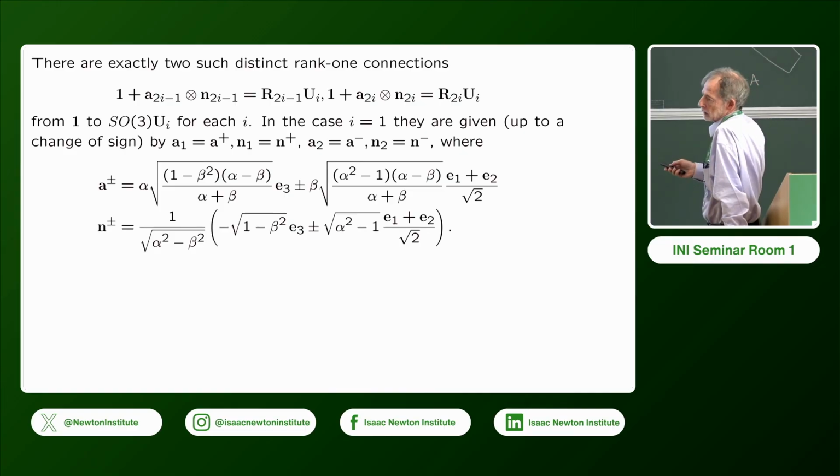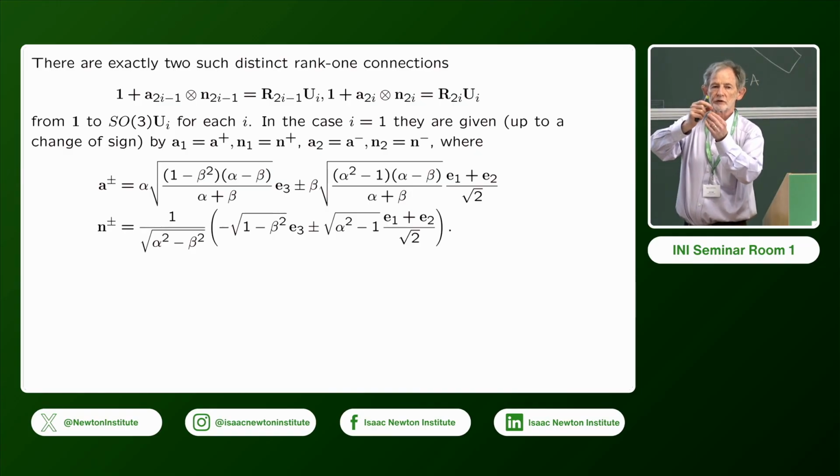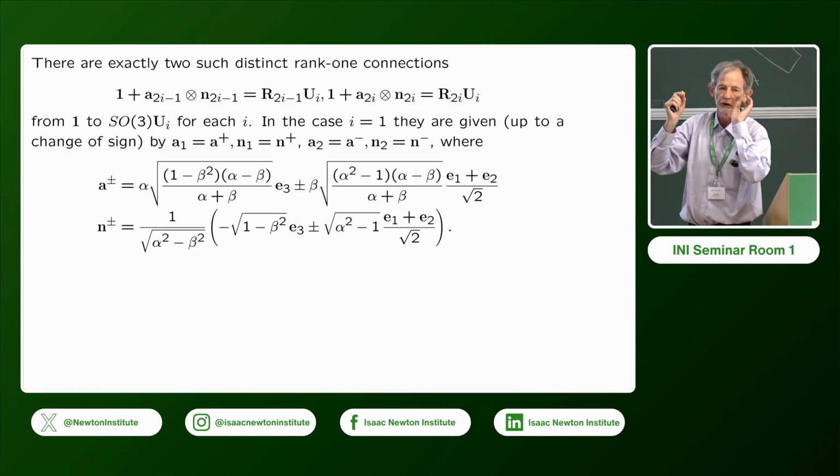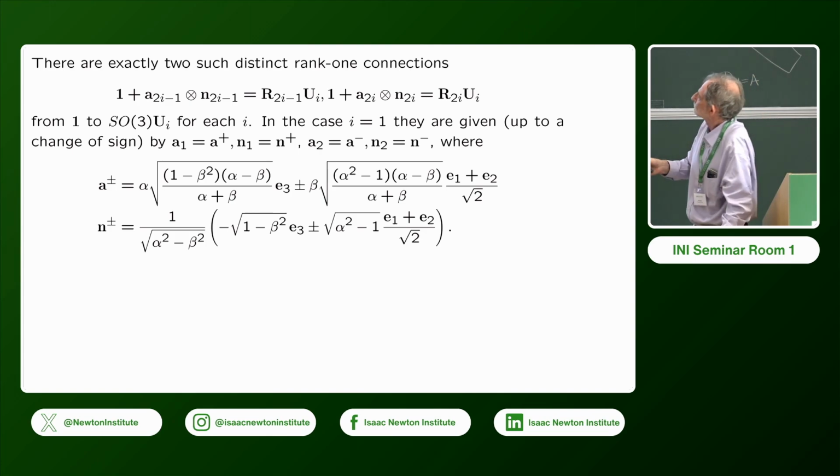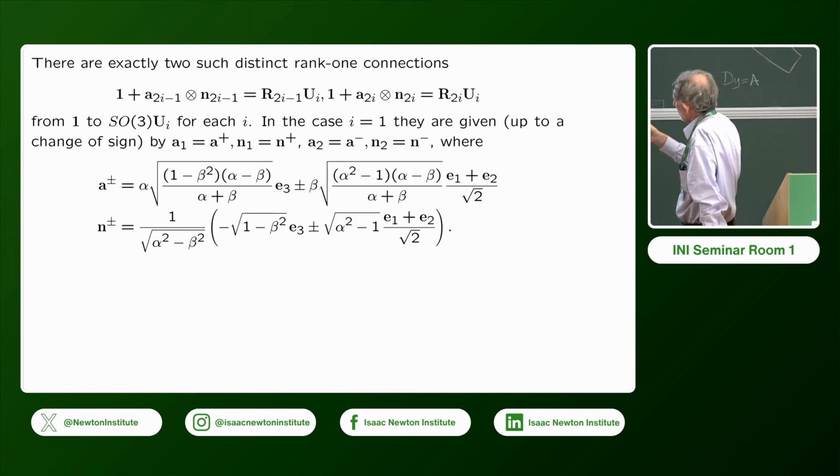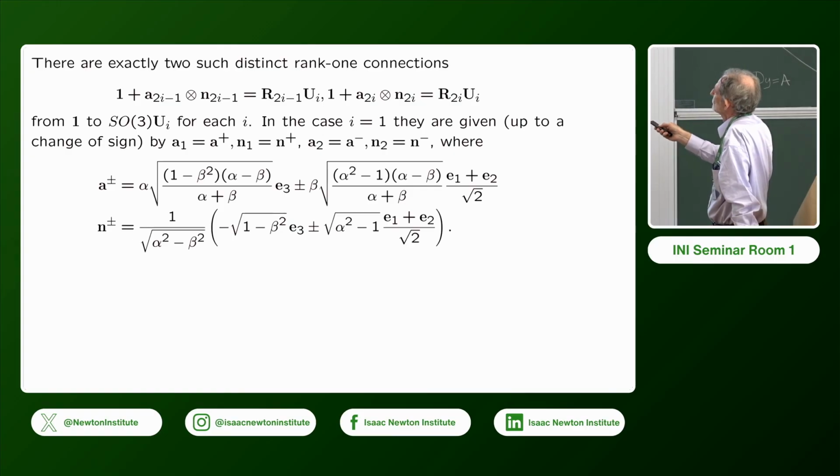So the 6 wells, right? So we have the identity and the 6 wells, and there's exactly 2 rank 1 connections to each of the 6 wells. Okay. And they're of the form identity plus a_{2i-1} tensor n_{2i-1}, and also 2i. Now in the case i equals 1, so now we're doing the rank 1 connections to the first well, SO3 U1, they're given by these formulae. Okay, so a_1 is a plus, and a_2 is a minus, n_1 is n plus, and n_2 is n minus.